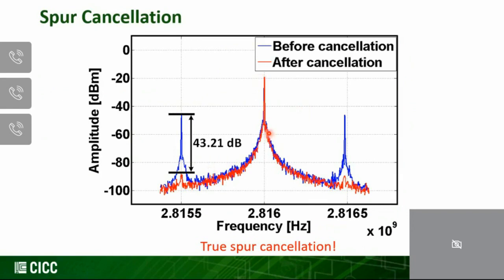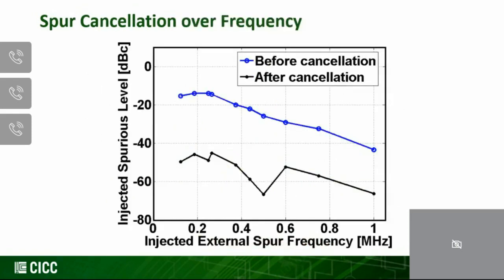So you can see that before we enable that gradient descent spur cancellation, there are clearly huge tones right there, shown in blue. And once we enable that spur cancellation, we can achieve as much as 43 dB cancellation. Note that in this case, it is a true spur cancellation, which means that we actually create a replica of this spurious tone, and we try to cancel it out. So this is just to show you how effective it can be. And by that measurement, we also sweep different spur frequencies. You can see that before and after cancellation, you can get more than 20 dB cancellation through this approach. So it just shows how effectively that spur cancellation loop can work.